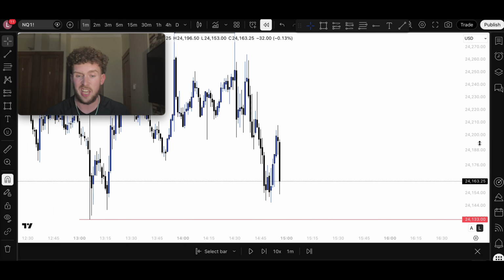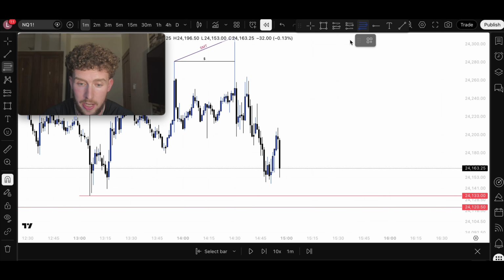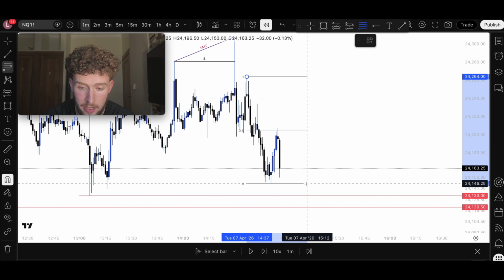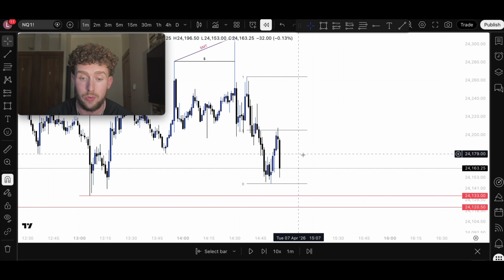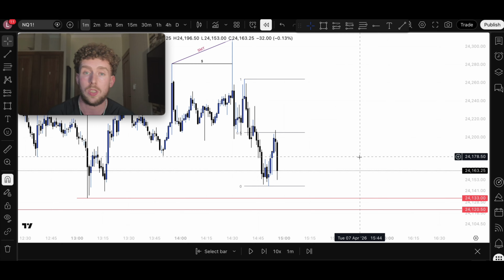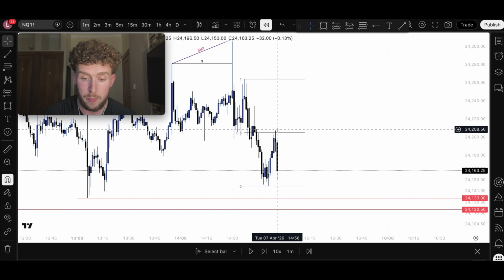I didn't just enter for the sake of entering because it started going back down again. If I get my tool out again on the move that's pushed us down, we've actually tapped into discount of this little move. Again, people need to be using their premium and discount tools more, in my opinion. We're in premium of the range. If we're in premium of the range and we're looking for shorts, that's a very good sign for us if we tap into it and deliver lower. As you can see, respected beautifully.